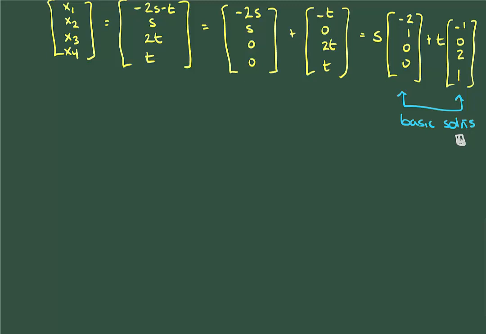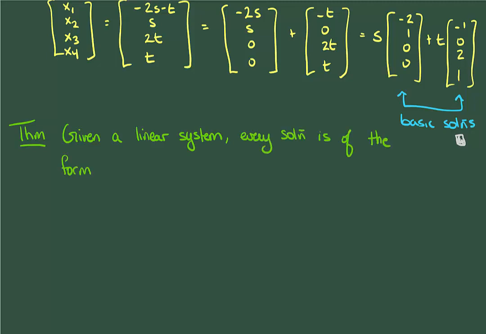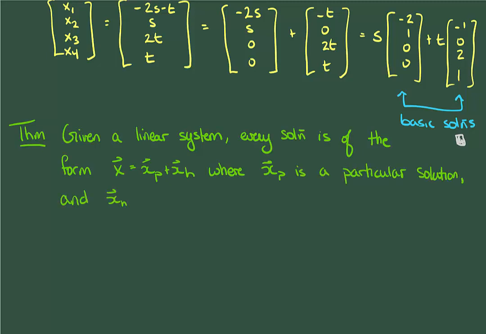So why do we care about homogeneous solutions? Well, it turns out that homogeneous solutions are part of even the non-homogeneous solution set. Let's write this as a theorem to show you what I mean. Every solution of a linear system is going to be of the form xp plus xh, where xp is a particular solution, and xh is a homogeneous solution.